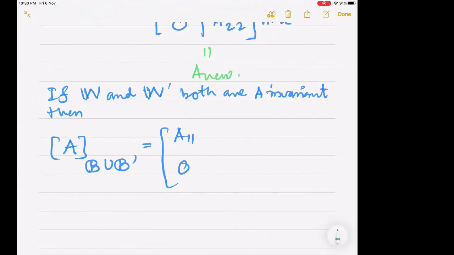Now, likewise, when you make A act on vectors from B prime, the action of A on vectors in B prime gives us vectors which are linear combinations of vectors only in B prime. They don't require vectors from B. Therefore, this part will then be 0, and we'll have A22 here. This is a block diagonal matrix. So this is the idea.